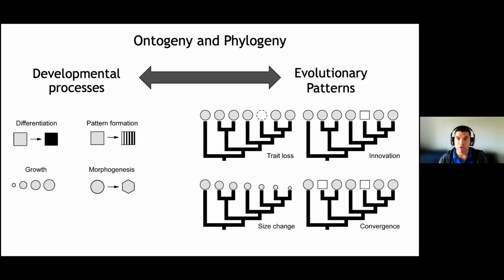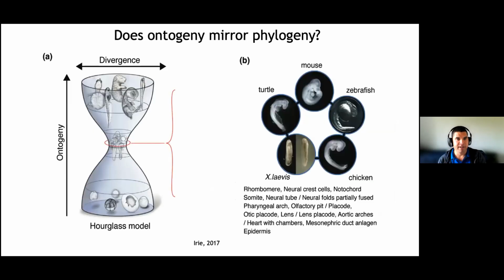And they're very informative, of course, to patterns of macroevolution. We have some examples here of ancestor-descendant relationships, which can be modeled by phylogenetic trees with phenotypes mapped onto the tree. We can see a scenario of trait loss, evolutionary innovation, changes in body size or trait size, as well as convergence, so the independent evolution of phenotypes. And today, I have a couple of examples concerning size change and convergence. But first, I'm going to talk a little bit more about the theory behind ontogeny and phylogeny, let's say.